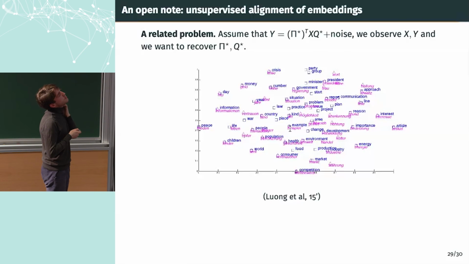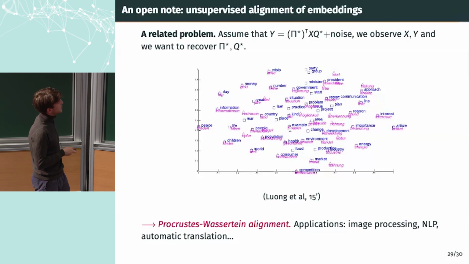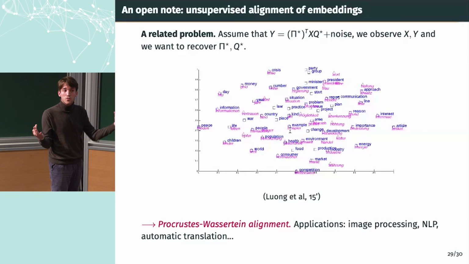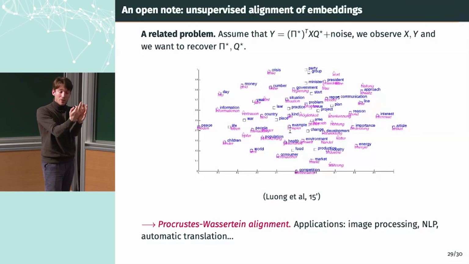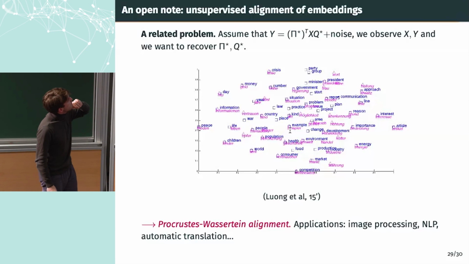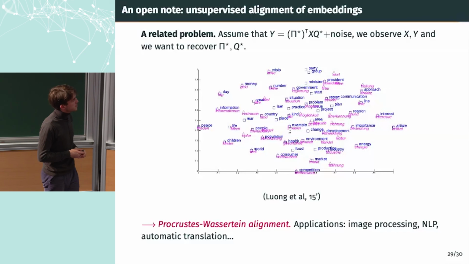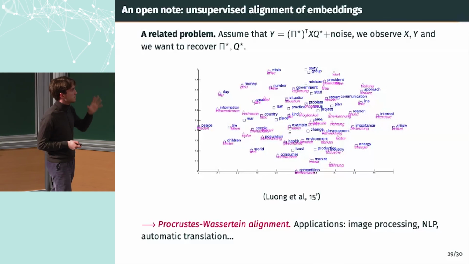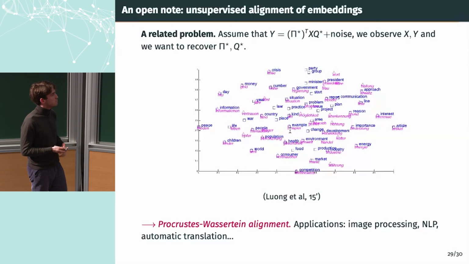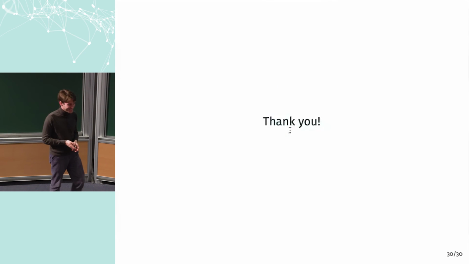Anyway, this problem is thought to be a bit easier, and it has many applications, specifically in natural language processing, where people use this to do automatic translation, because if you're able to embed your words to align your point clouds, then in this example, you see that German words are aligned with English words. And this brings a method to do automatic translation, for instance, and many others. This is called Procrustes-Wasserstein alignment, and this is a growing field as well. I will let you go to lunch now. Thank you very much.